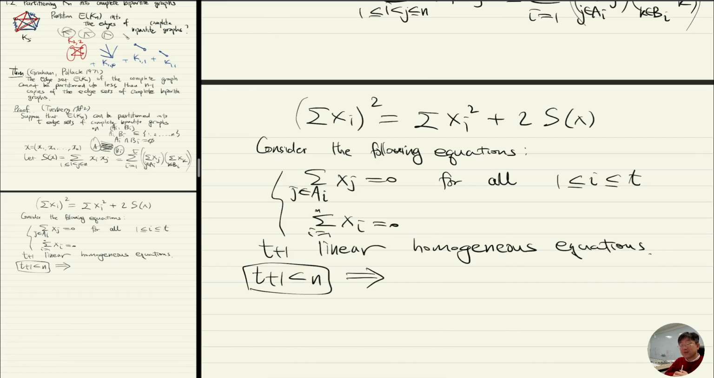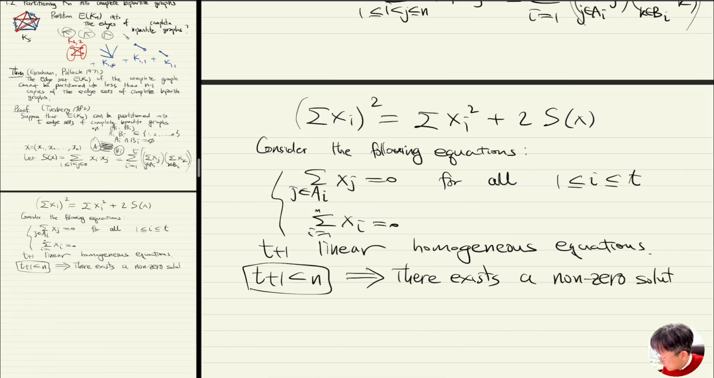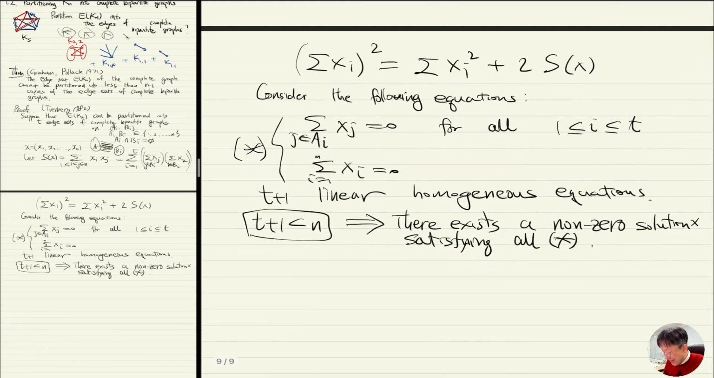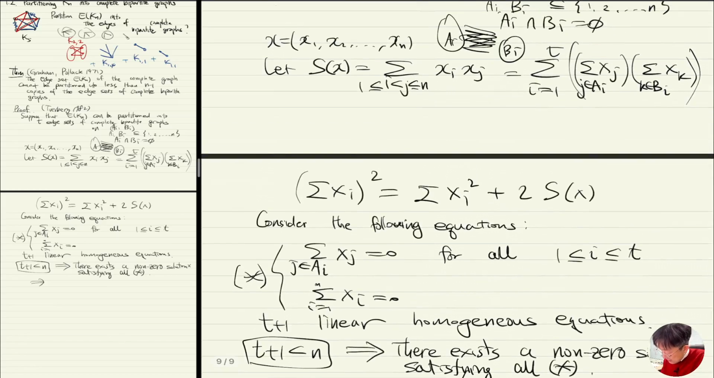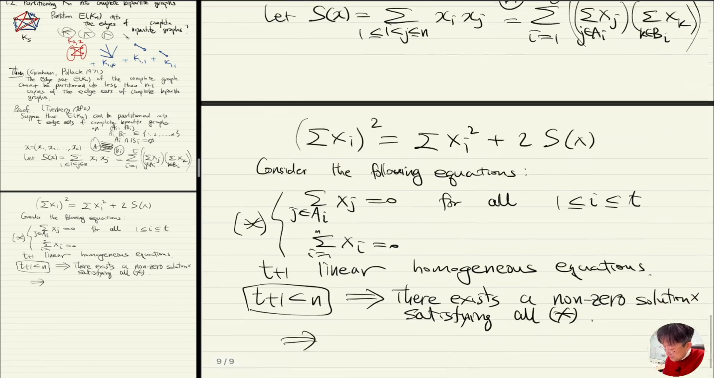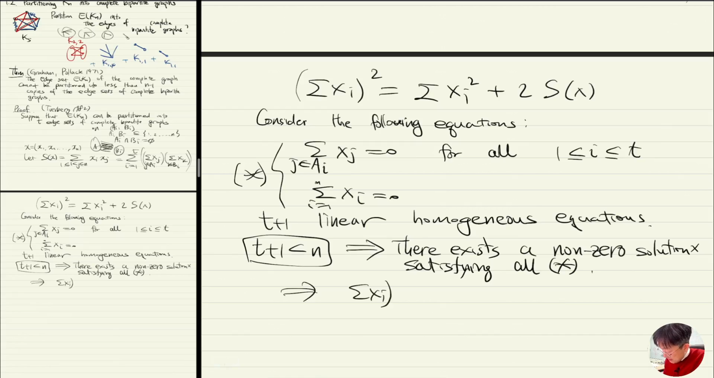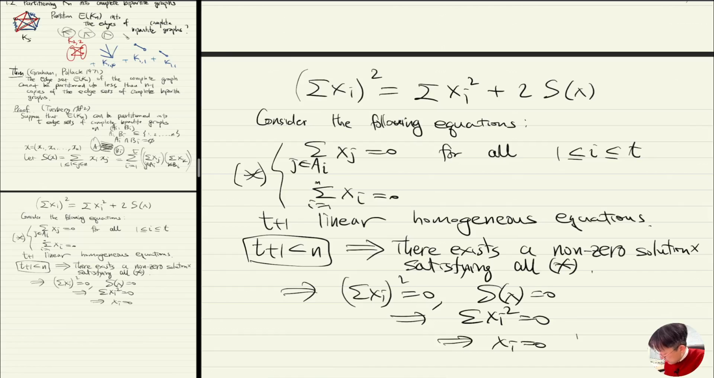So what does that mean? I have a small number of homogeneous linear equations, so there must be a non-zero solution x satisfying all of star. So why do I care about that? If you have a solution satisfying all of star, that means sum of xi is 0, so this is 0, and this part is 0, so that means S of x is going to be 0. So the sum of xi squared is 0. So this means that xi is 0 for all i.